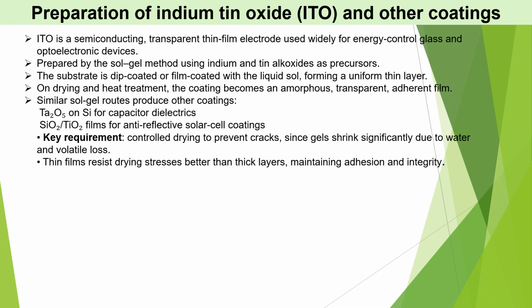Preparation of indium tin oxide and other coatings. Indium tin oxide, ITO, is widely used as a transparent electrode in displays and energy control glass. Using the sol gel method, indium and tin alkoxides are mixed into a precursor solution. The substrate is either dip coated or spin coated, forming a thin film. After controlled drying and heating, a transparent and adherent amorphous layer forms. Similarly, Ta2O5 films for capacitors and SiO2-TiO2 anti-reflective coatings for solar cells can be prepared by this method.